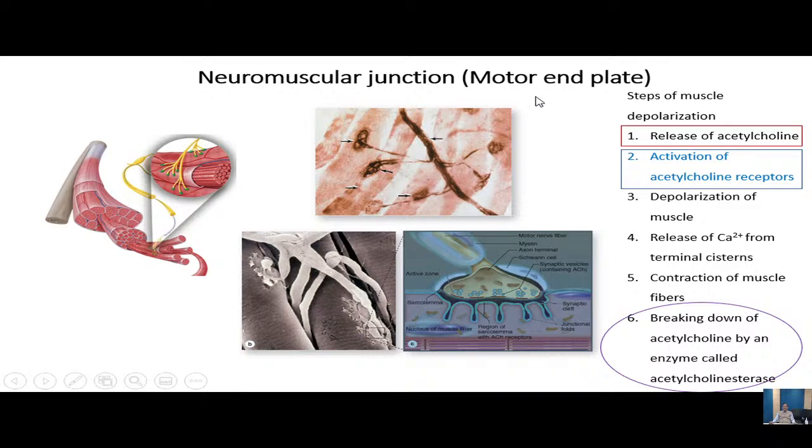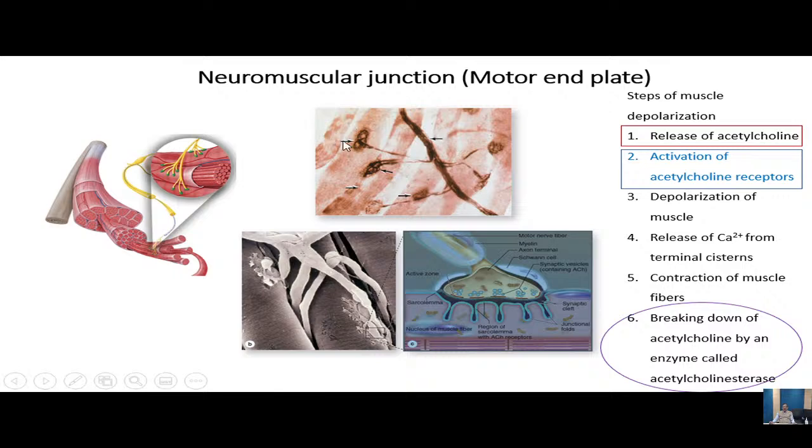There is some difference of opinion over here. Other textbooks and other authors say that the motor end plate is only this part of the neuromuscular junction, while this part is called the synaptic folds. Anatomically, the majority of the authors say that the entire structural modification where a somatic nerve fiber goes to innervate a skeletal muscle fiber is known as a neuromuscular junction or motor end plate. So you can see over here, this is an EM picture. You can see how the nerve fibers are dividing to supply each muscle fiber.